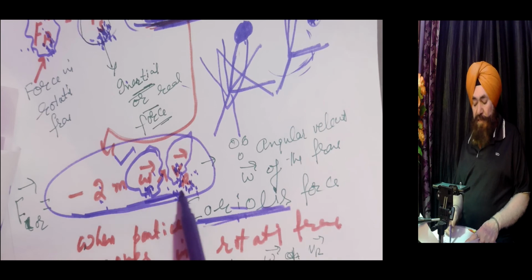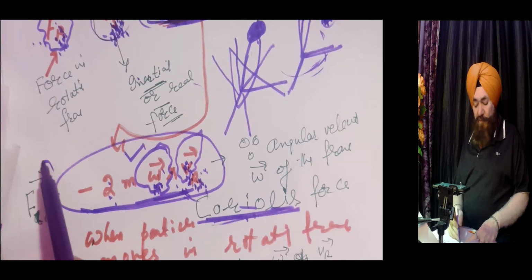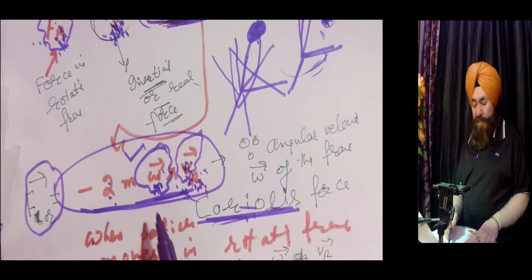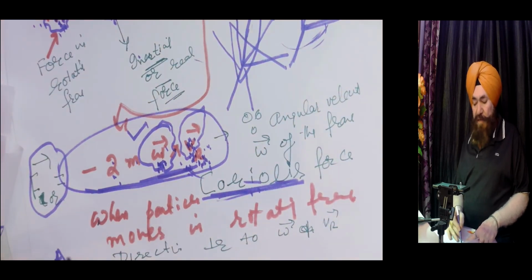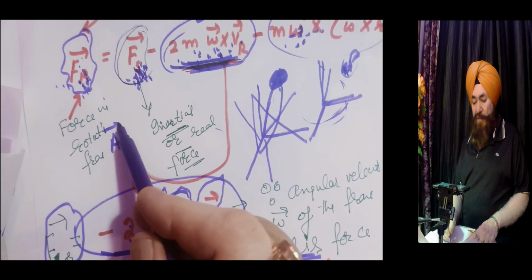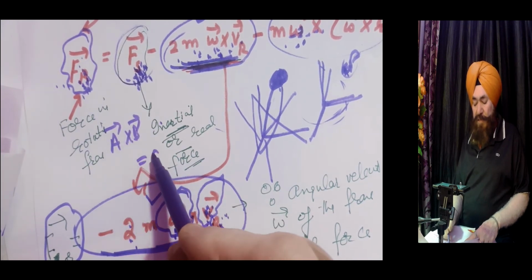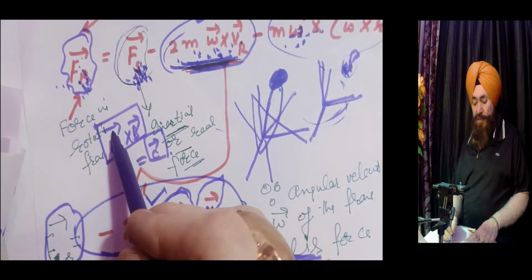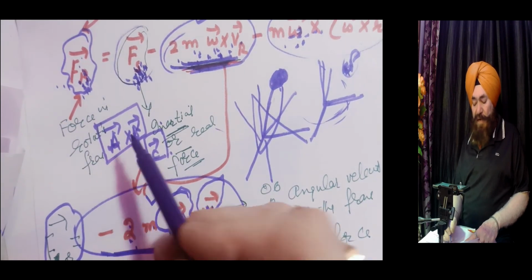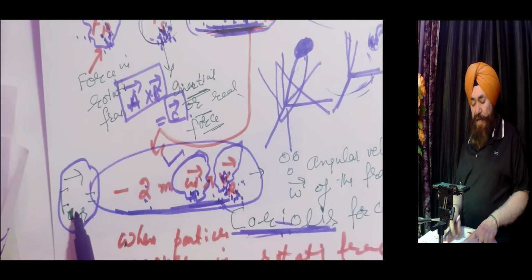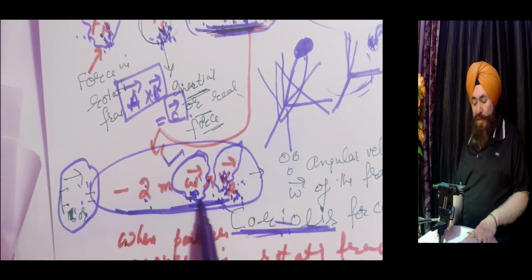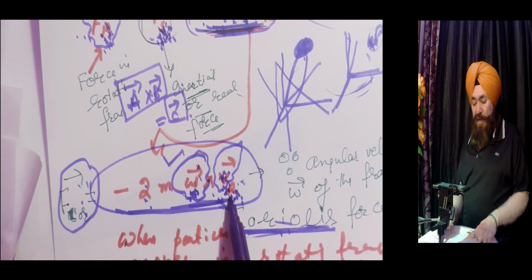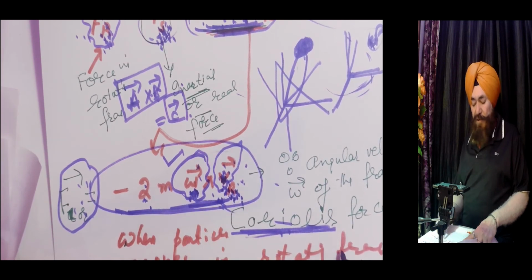Now, what is the direction of this force? The direction will be like a vector: if a vector cross b vector equals c vector, then the direction of c vector is always perpendicular to the plane in which a vector and b vector lie. So the direction of the Coriolis force will be perpendicular to the plane in which the omega vector and Vr vector lie. This is the velocity of the particle in the rotating frame and the angular velocity. This is called the Coriolis force.